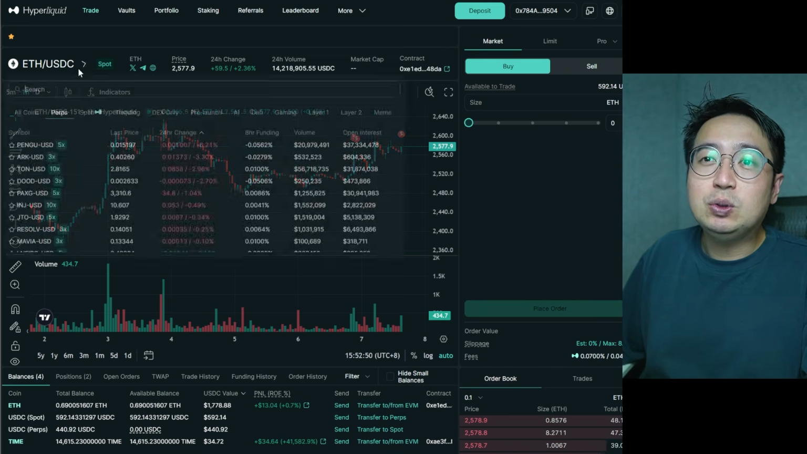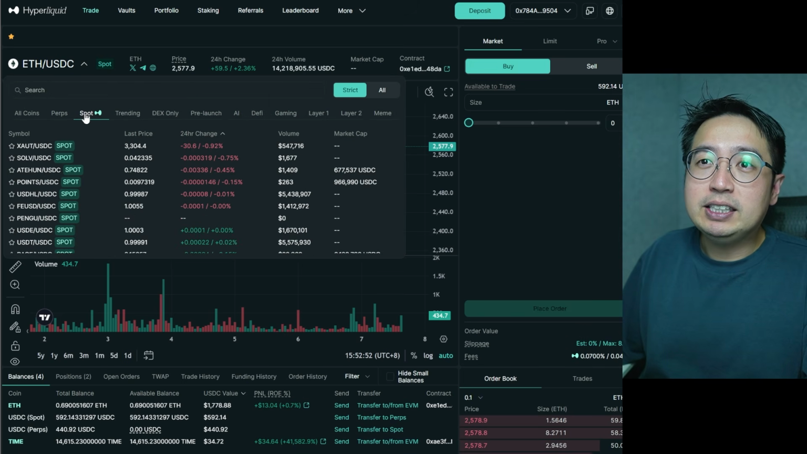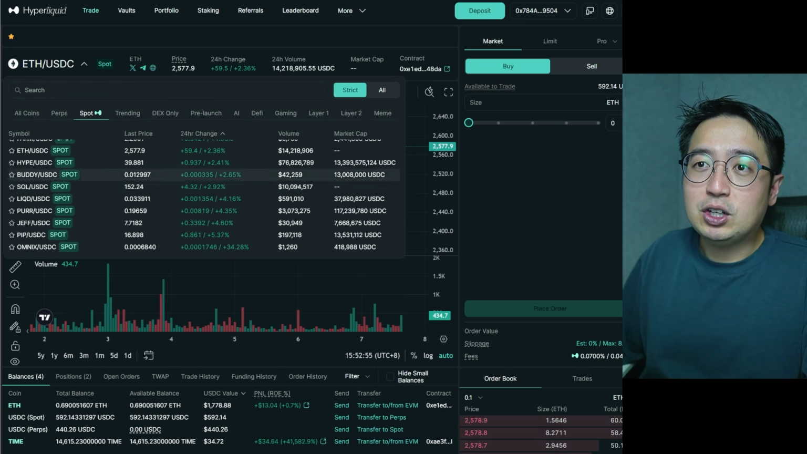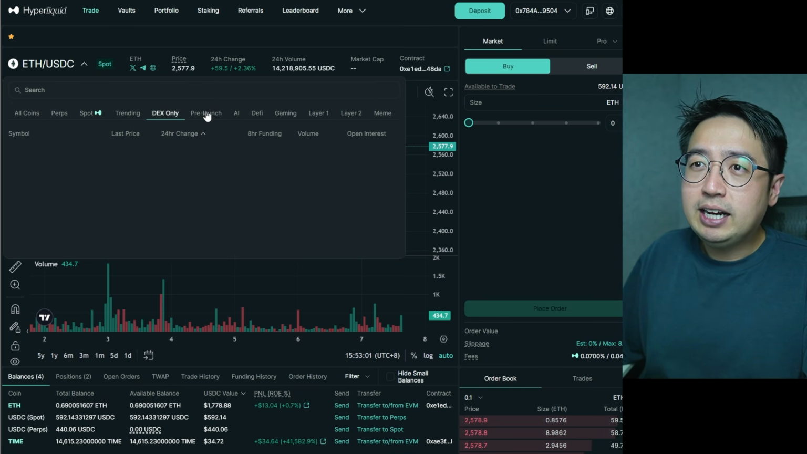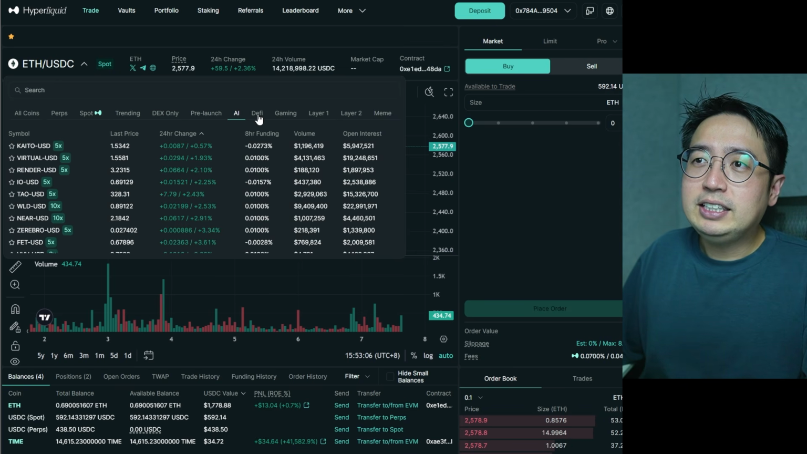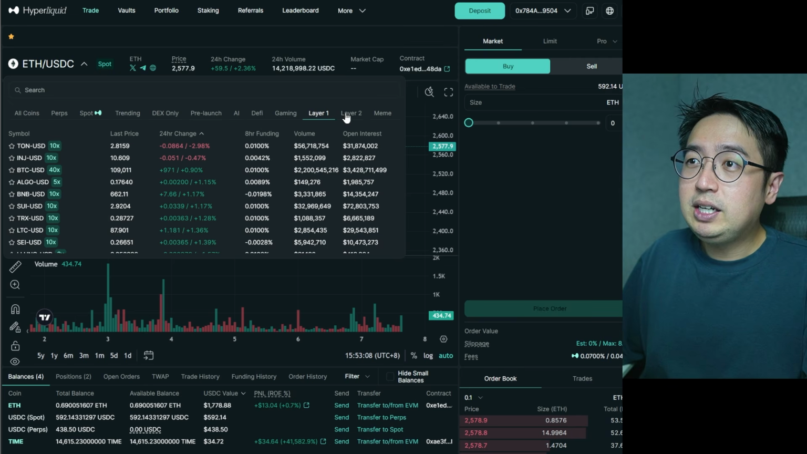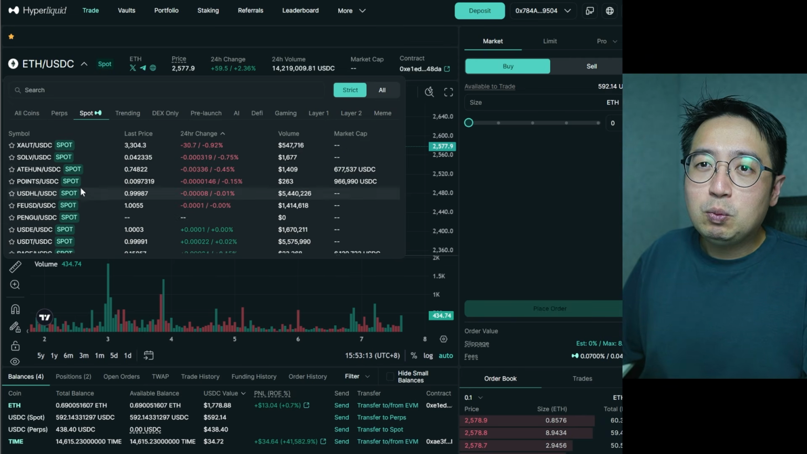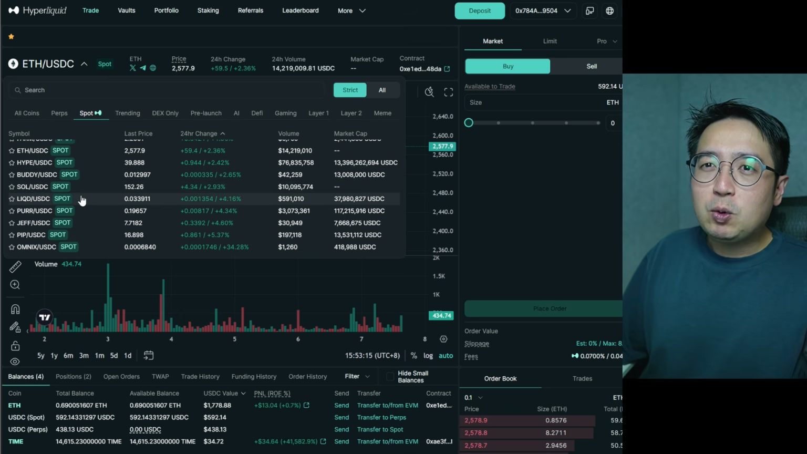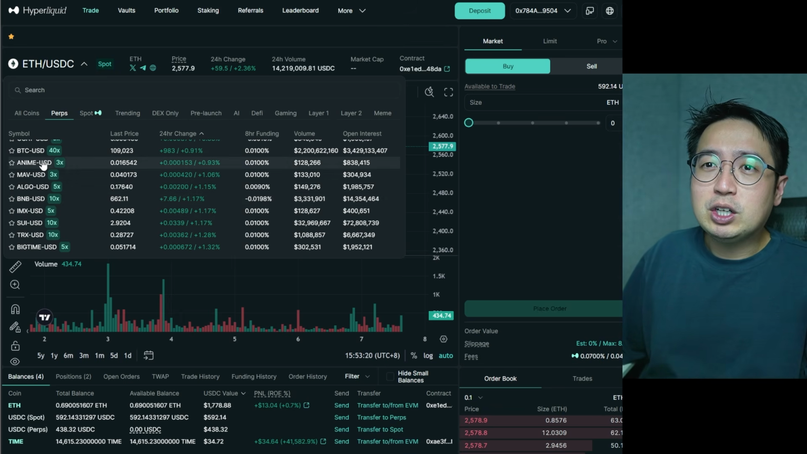And if we want to get into some more in-depth trading, we can see that this is the spot section, all the coins they have available. Trending, you can see TON is trending, HYPE, Solana, PEPE, DEX, nothing available there at the moment. Pre-launch, AI, DeFi, gaming, layer 1, layer 2, and meme coins. So we're in spot trading. This is probably what you're more comfortable with if you are a new investor. If you're in perps and you want to go long or short on some coins, you can do that here.